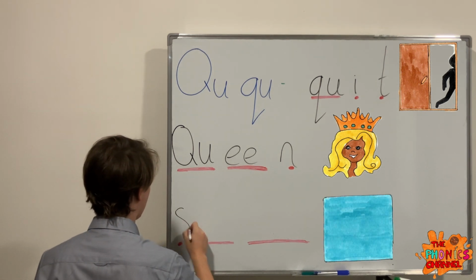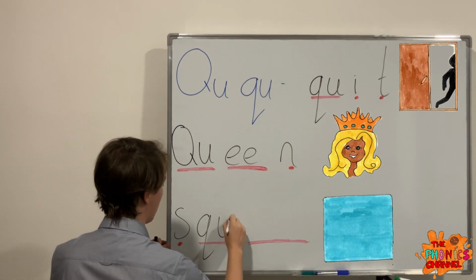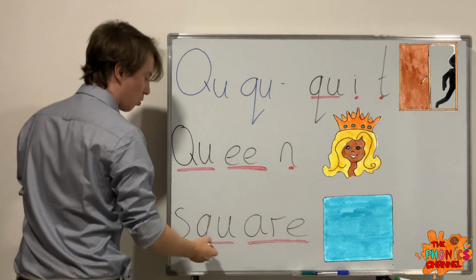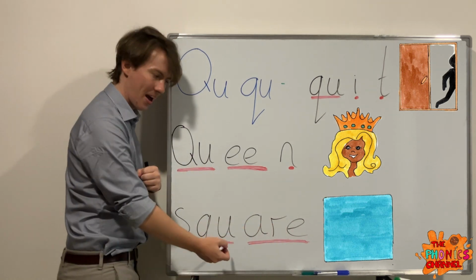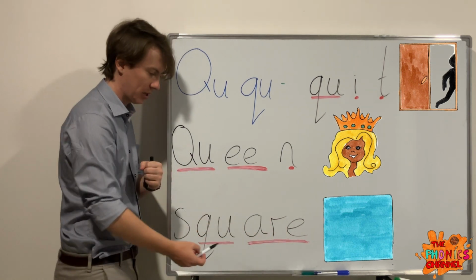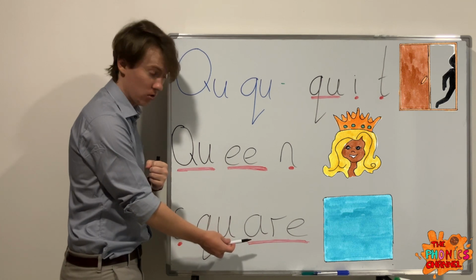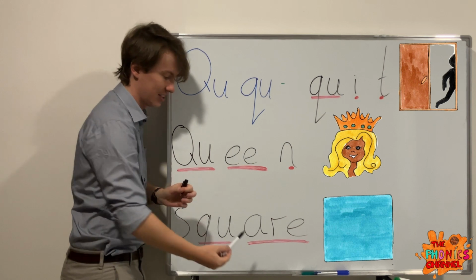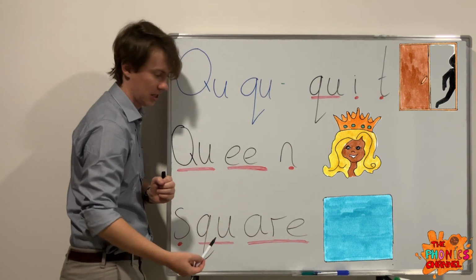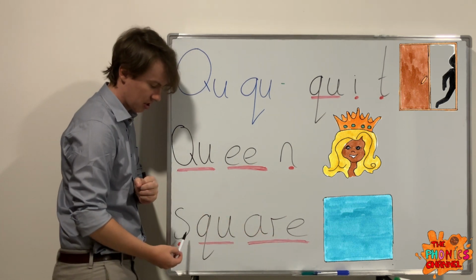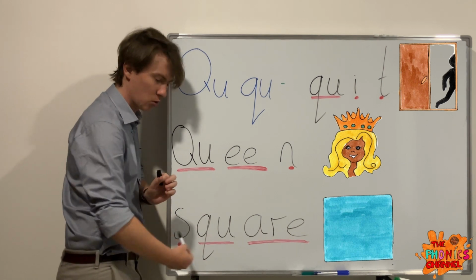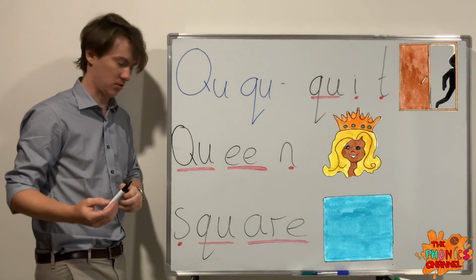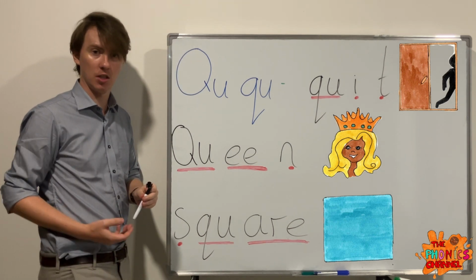Square. Square. So we've got an uncommon trigraph here. Not a very common trigraph. 3 letters making 1 sound. This is the air sound. Okay, air. And we're blending them together to make a squ sound. Squ, air, square. Okay, the square is a 2D shape.